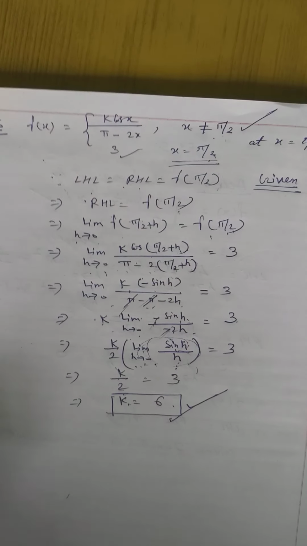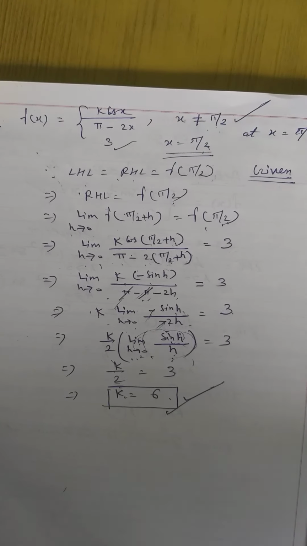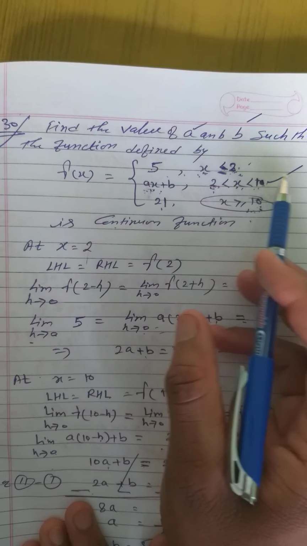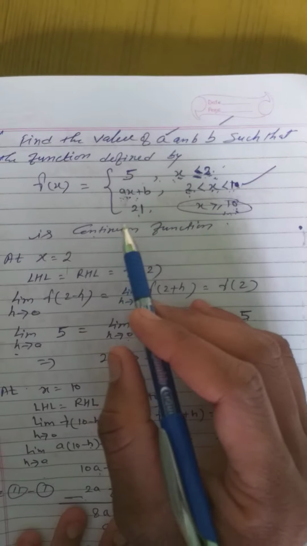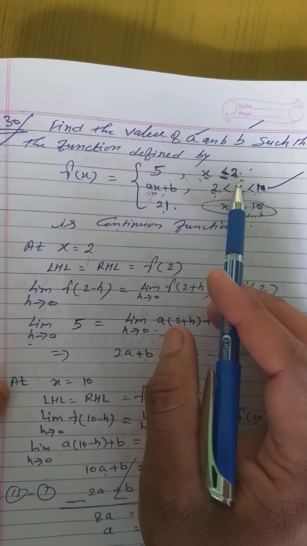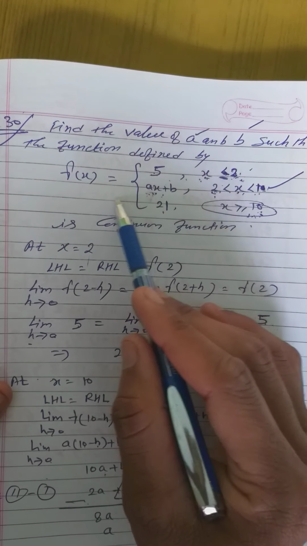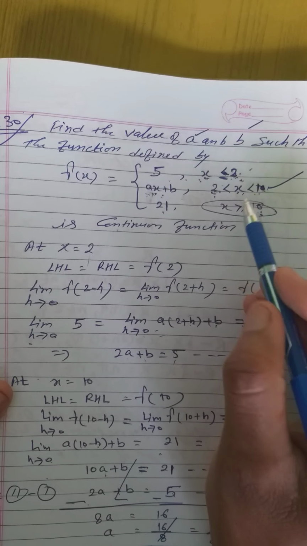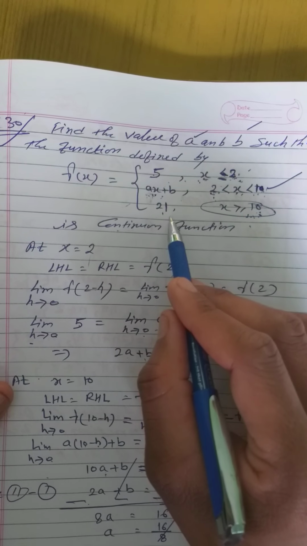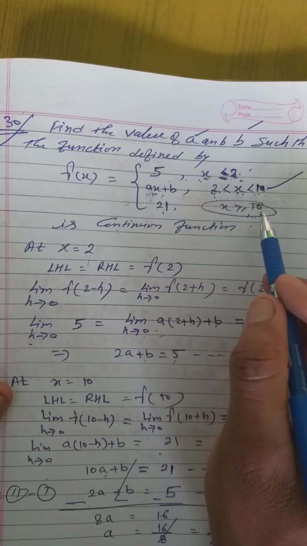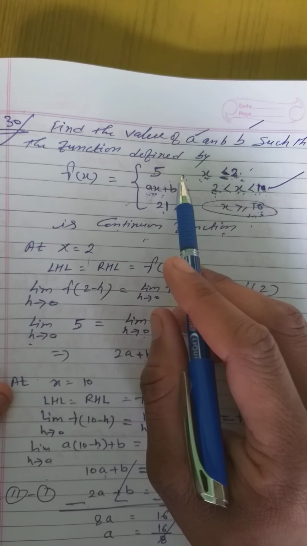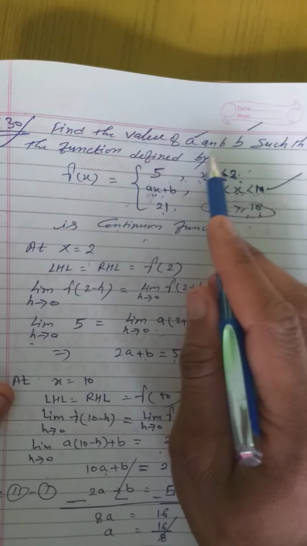Now come to question number 30. Find the values of a and b such that the function defined by f(x) equals 5 when x is less than or equal to 2, f(x) equals ax + b when x is greater than 2 and less than 10, and f(x) equals 21 when x is greater than or equal to 10 is a continuous function. You have given this function is continuous and you have to find out the values of a and b.